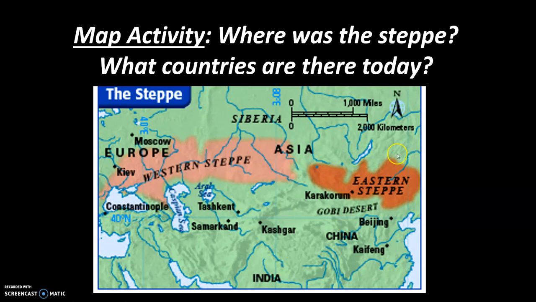So in the eastern steppe, here we're looking at northern China, Mongolia. As we cross over into the western steppe, we're looking at the southern end of Russia, the northern part of some of these Central Asian countries, and all the way over into even Hungary, right, all the way down into Europe. So this is an enormous geographic feature.